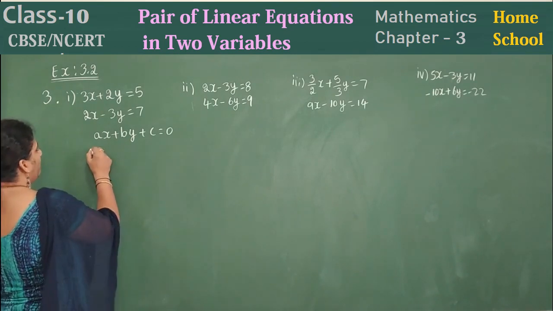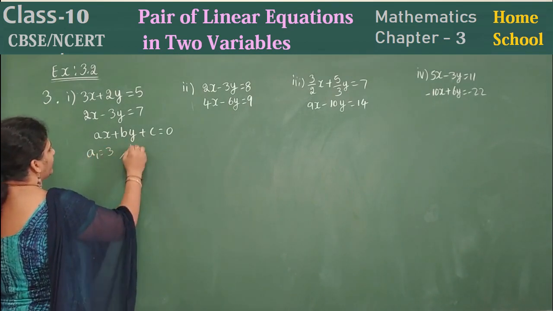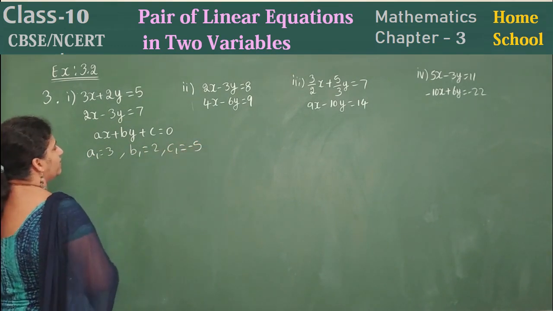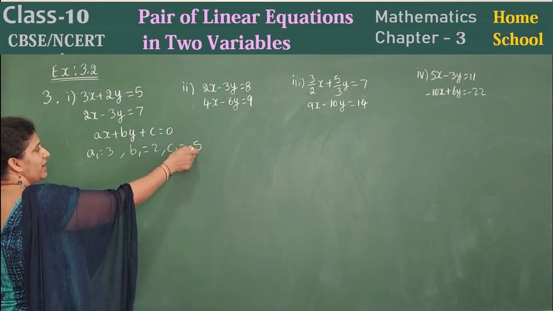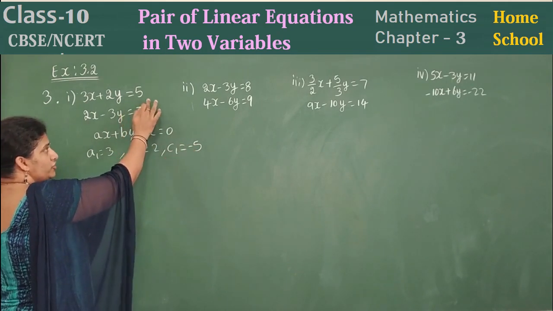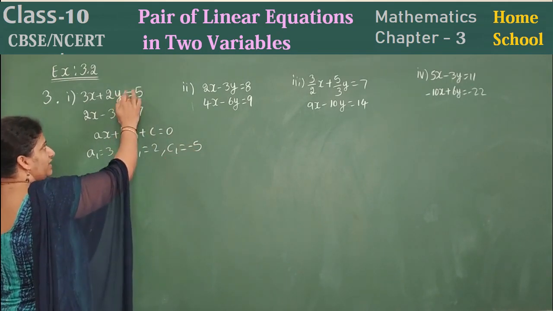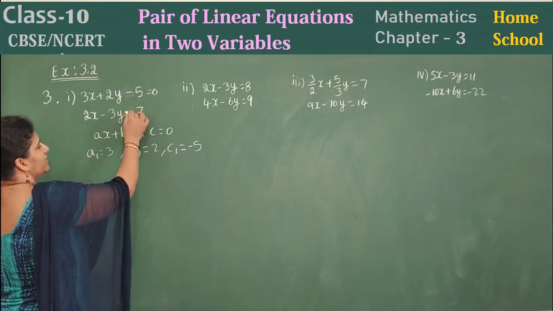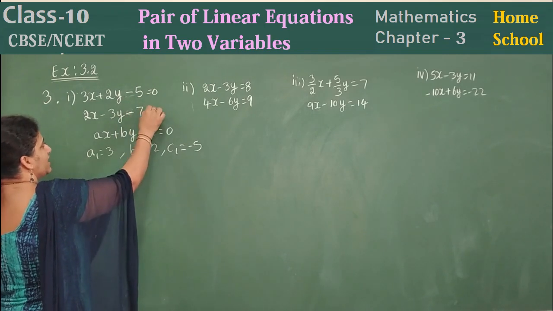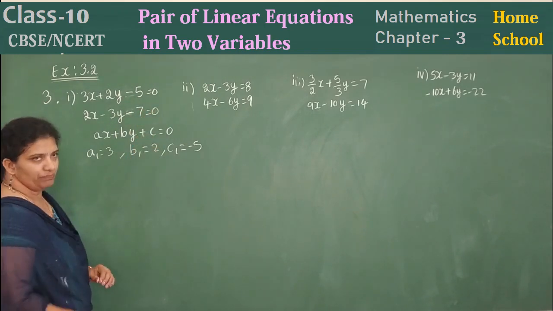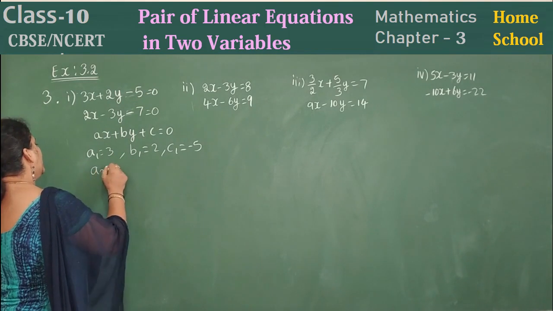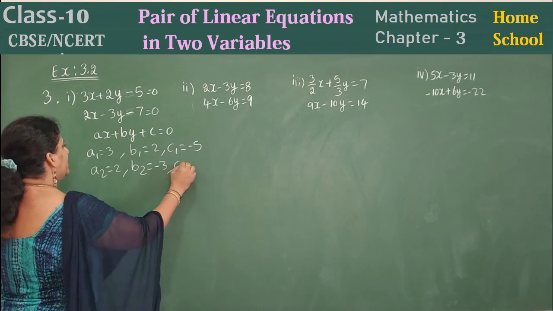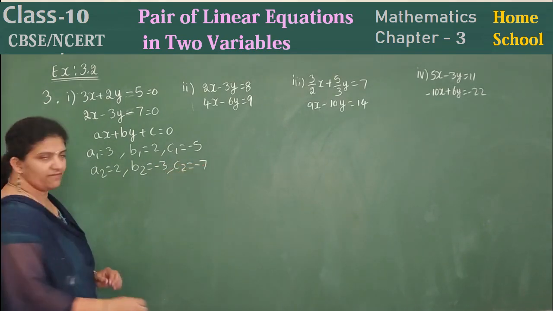Let's start here. On comparing, a1 is equal to 3, b1 is equal to 2, c1 is equal to minus 5. Observe here, children, how I get minus 5? Equal to 0 you should get. Then this 5, bring this side, then it becomes minus 5 equal to 0. Similarly, this equal to 7, bring this side, minus 7 equal to 0. Now compare: a2 equal to 2, b2 equal to minus 3, c2 equal to minus 7.